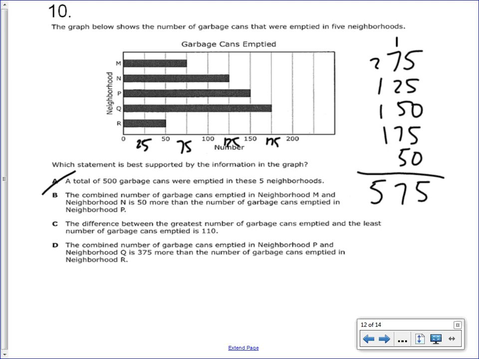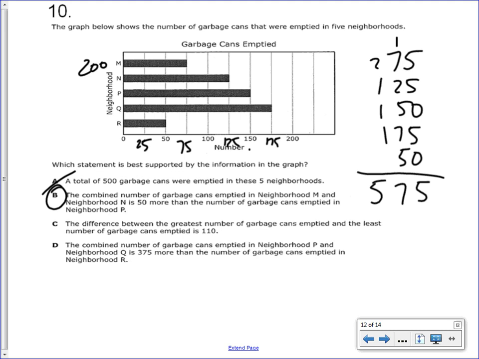On B, it says the combined number of garbage cans emptied in neighborhood M and N. So I have to figure out how many M and N had together. It's 125 plus 75, so that's 200 together. Is 50 more than the number of garbage cans emptied in P? And neighborhood P had 150. Okay, so that is true. B is true.